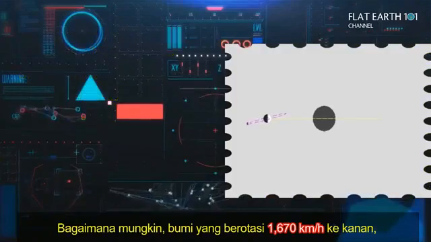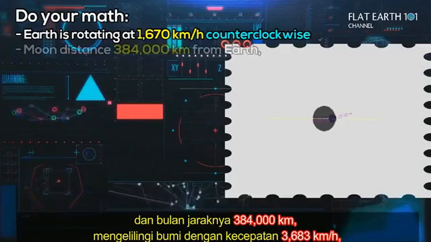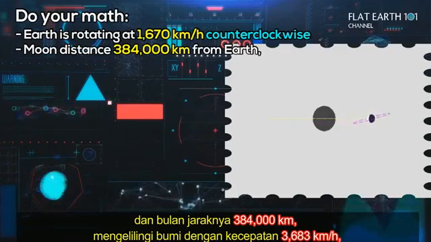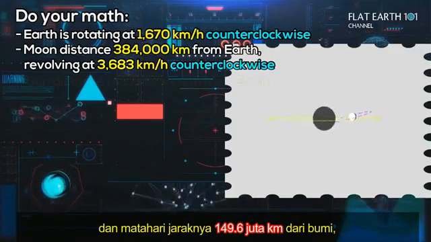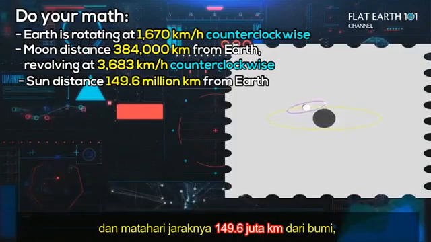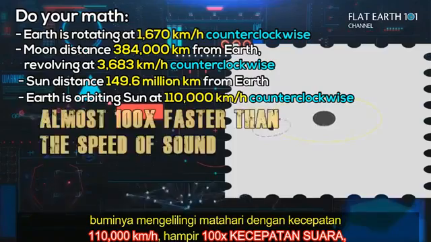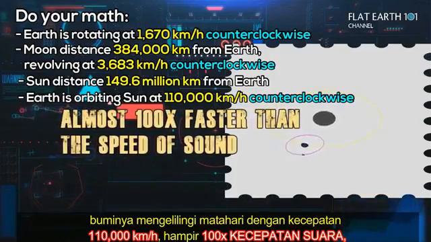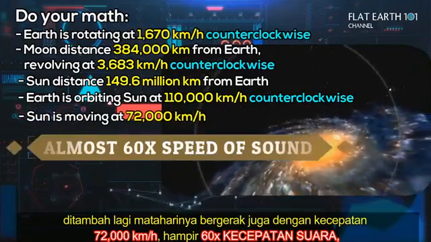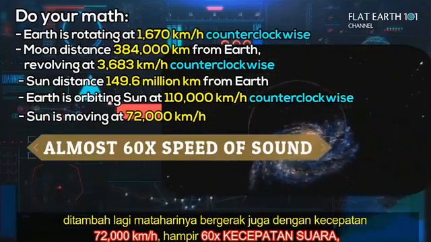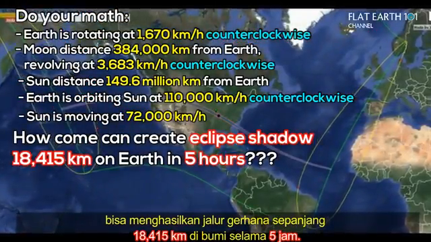How come the Earth that's rotating 1,670 kilometers per hour to your right, and the Moon 384,000 kilometers away, orbiting the Earth at 3,683 kilometers per hour, and the Sun 149.6 million kilometers from the Earth, while the Earth is orbiting the Sun at 110,000 kilometers per hour? It's almost 100 times faster than the speed of sound. Plus, the Sun is also moving at 72,000 km per hour, almost 60 times faster than the speed of sound, can create an eclipse shadow 18,415 kilometers on Earth within 5 hours.